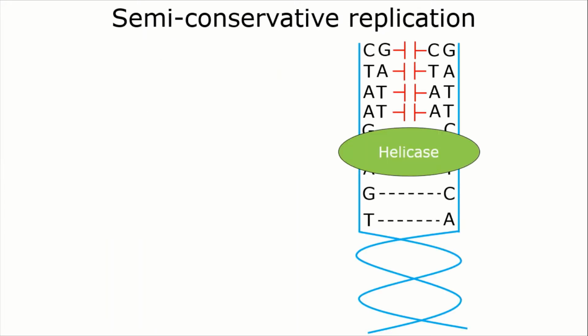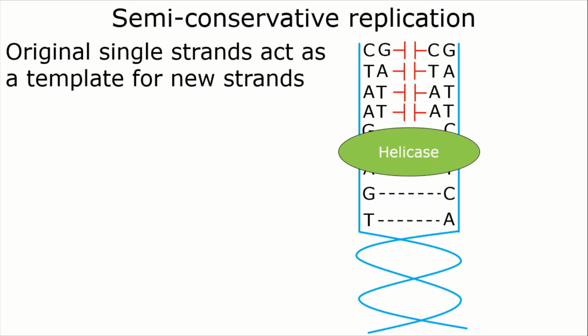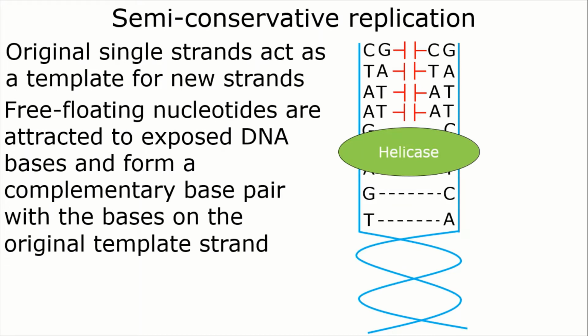Now, these strands are known as the original strands, and they are able to act as a template for new DNA strands to form. So we essentially go from having two polynucleotide strands to having four polynucleotide strands. This occurs because as helicase unravels and breaks these hydrogen bonds, it leaves the DNA bases exposed, and this allows free floating nucleotides within the cell to be attracted to these exposed bases, and they form complementary base pairs. So when you think back to the last video, cytosine always bonds with guanine and adenine always bonds with thymine.